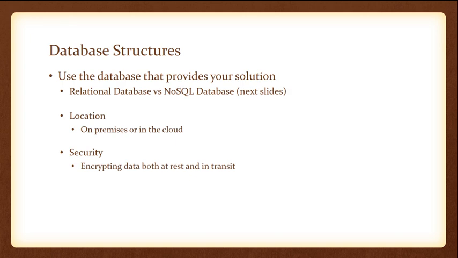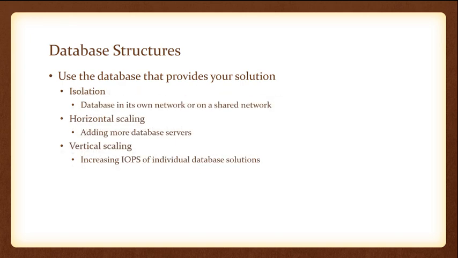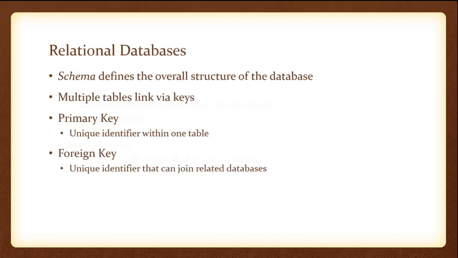Now, in terms of relational database versus NoSQL, let's talk about that in a minute. Sorry. We're going to use the database that provides our solution. Again, isolation is where the database has its own network or is on a shared network. However, you can also do horizontal scaling and vertical scaling, which again means horizontal is going out, adding more servers, more computers, whereas vertical is increasing the one computer to have a higher IOPS of individual database solutions. All right, now into relational and NoSQL.